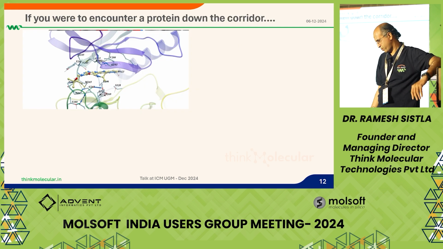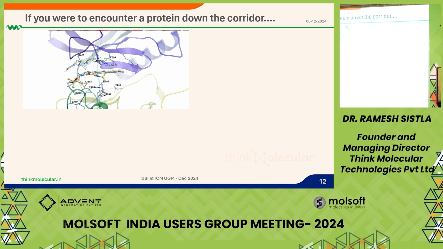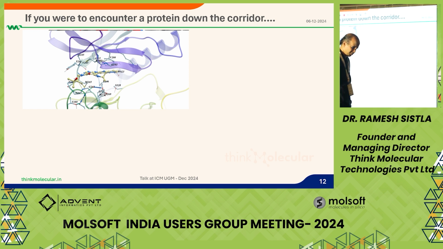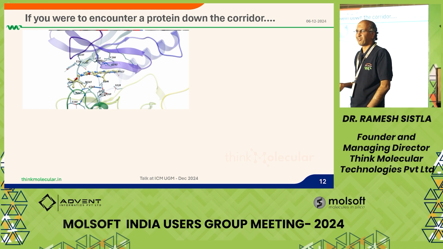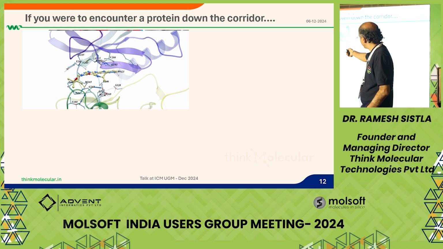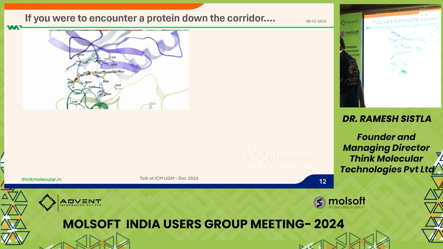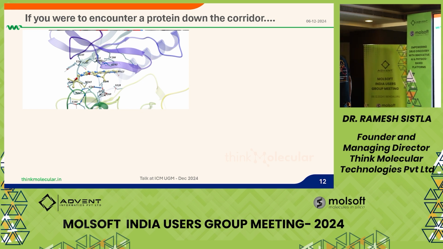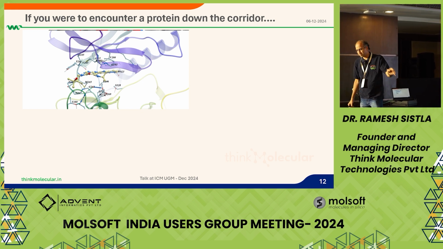Now, I am very fond of saying this. If you encounter a protein down the corridor, it might sound like sci-fi, because our very normal representation is like this. We show the chemical compound. I am done with the IRAK4 case study, by the way. I am briefly touching upon APF because I feel if ICM were not called ICM, it would be called APF.